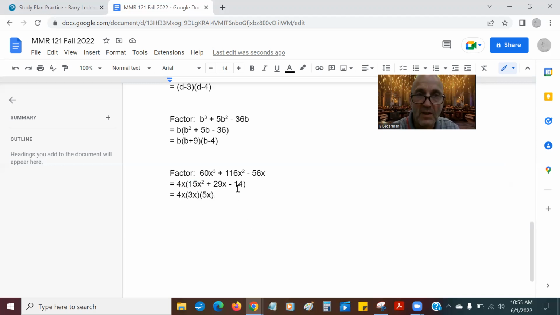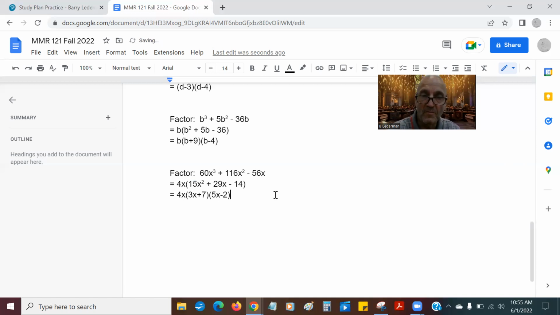Now I know that 14 is 2 times 7. So I'm going to put a 2 somewhere and a 7 somewhere. I see I need a big number to get that 29, so I'm going to put the 7 over here. It's a positive 29, so I'm going to make it plus 7. And now the only possibility left is minus 2.